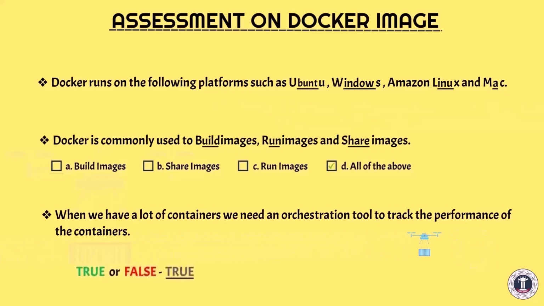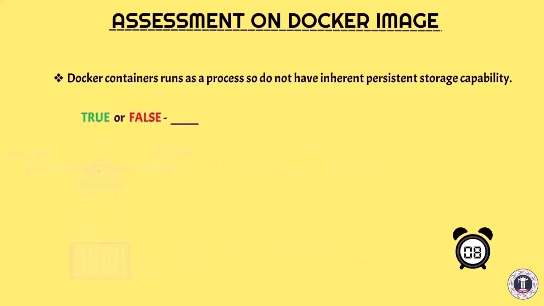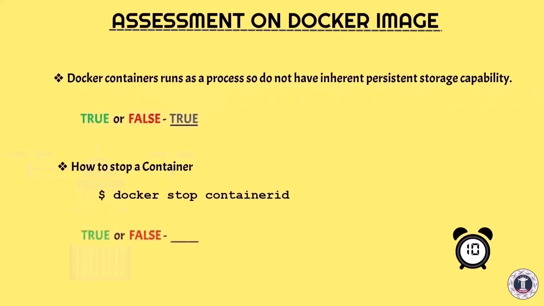True. When we have a lot of containers, we need an orchestration tool to track the performance of the containers. True. Docker containers runs as a process, so do not have inherent persistent storage capability. True. To stop a container, the command is docker stop container ID.